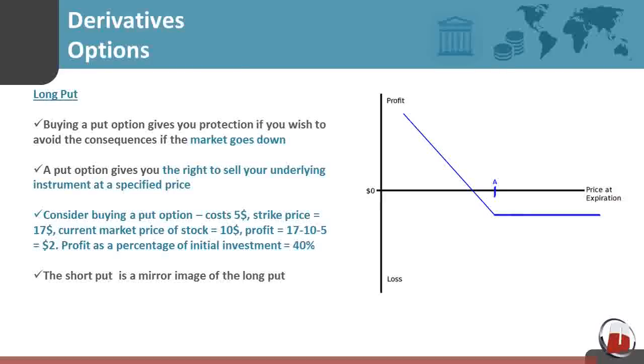Consider buying a put option. If you have purchased a put option for $5, that gives you the right to sell stock ABC at $17. And if the market price of stock ABC is $10 now, you can exercise your option. Sell the stock at $17 and then buy on the market for $10. You get revenue of $7. And when you subtract the cost of the premium, the $5, your profit is $2. Profit as a percentage of initial investment equals 40%. The short put is a mirror image of the long put.